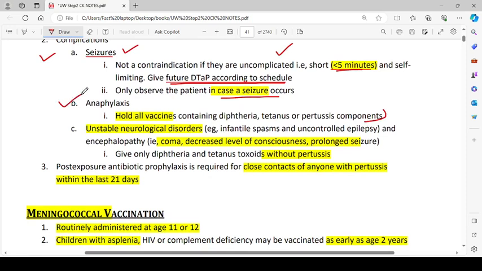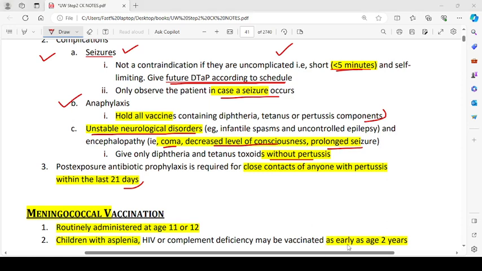Then secondly, anaphylaxis, unstable neurological disorders, infantile spasms and uncontrolled epilepsy, and encephalopathy, decreased level of consciousness and prolonged seizures. Give only diphtheria and tetanus toxoid without pertussis. And post-exposure antibiotic prophylaxis is required for close contacts of anyone with pertussis within the last 21 days.